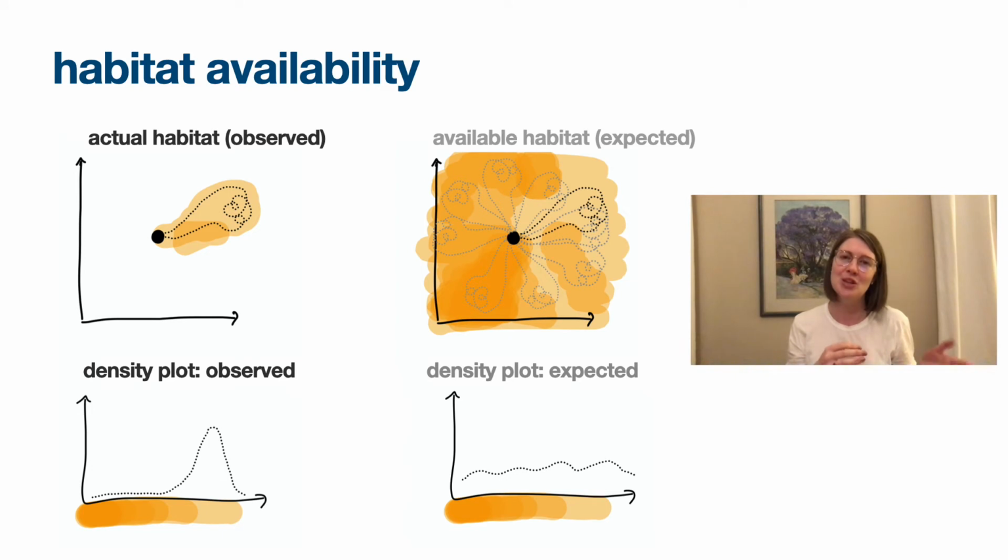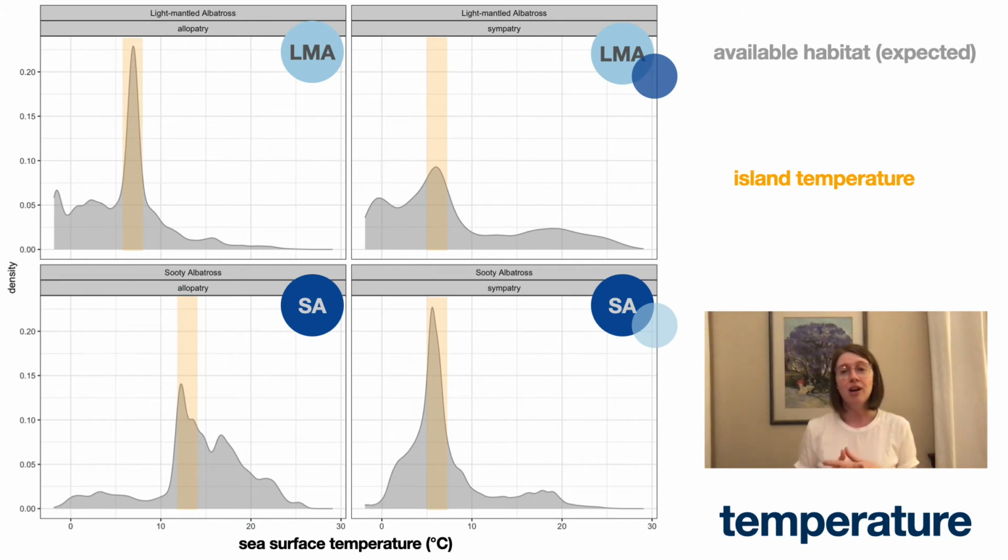So now what I'm going to show you are the real values, just what we find for sea surface temperature. So here we can see a profile of the available habitat for all species in all conditions. So the top row shows light-mantled albatrosses, while the bottom row shows sooty albatrosses. The left-hand side of the plot shows each species in allopatry, so alone, while the right-hand side of the plot shows the species in sympatry, living together.